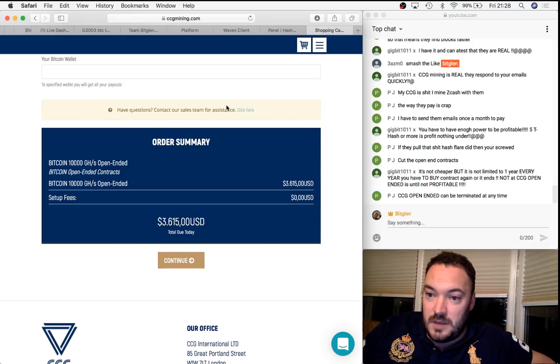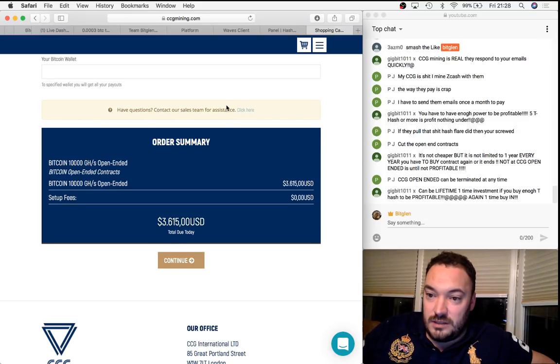I have to send them email once a month to pay. You have to have enough power to be profitable. 5 terahashes or more is profitable, nothing under. If they pull that shit Hashflare did, then you're screwed.